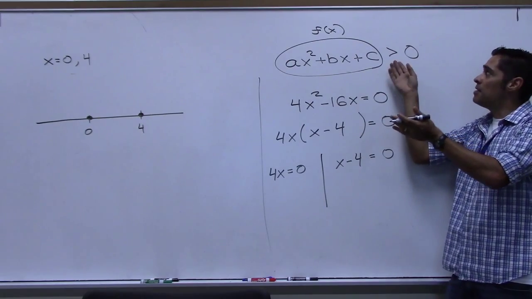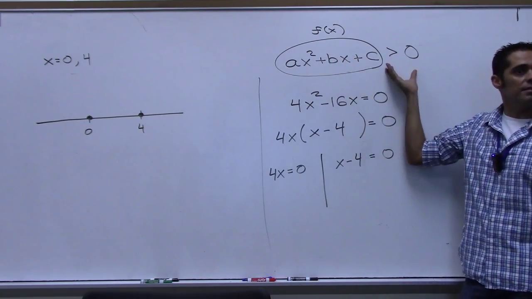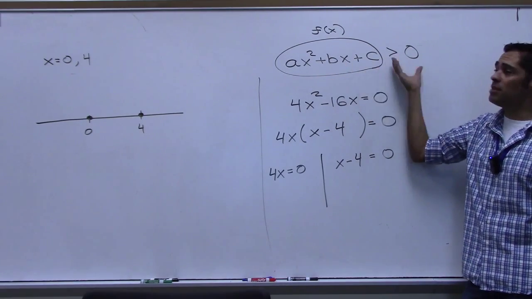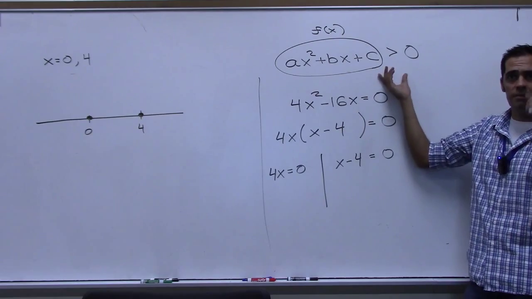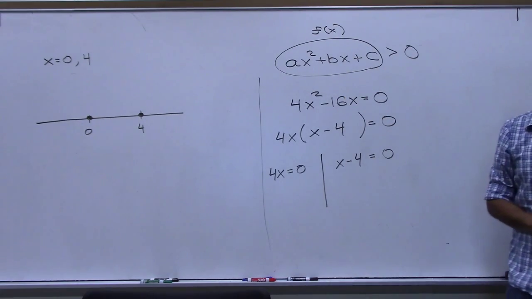Now, that's not what we're asking. We're asking, when is this greater than 0? What we're really saying is, when is the function positive? When is the function above the x-axis? That's what this is saying. Understand that this inequality really geometrically corresponds to that question?